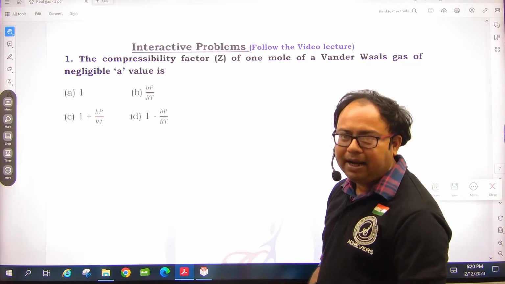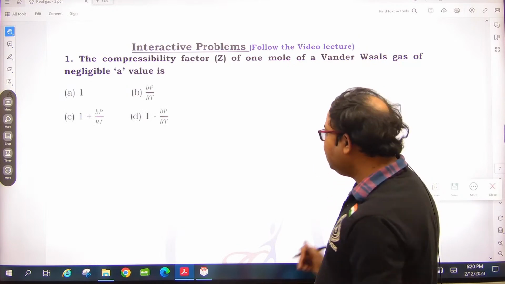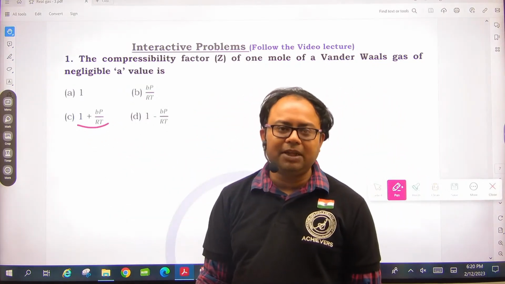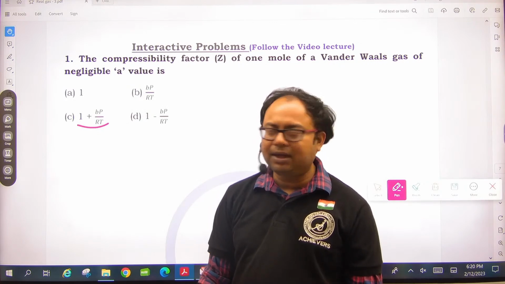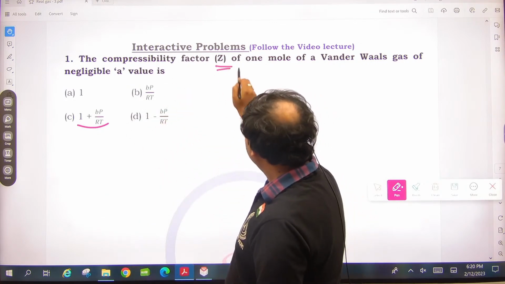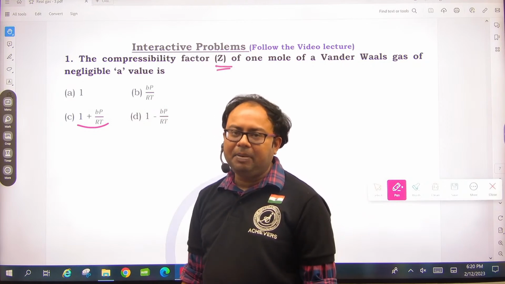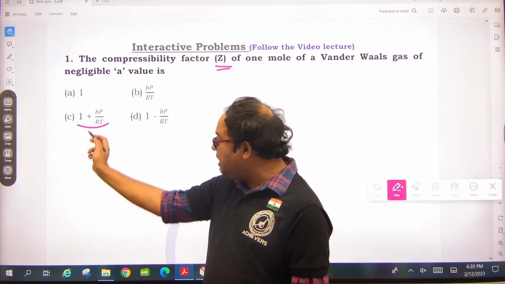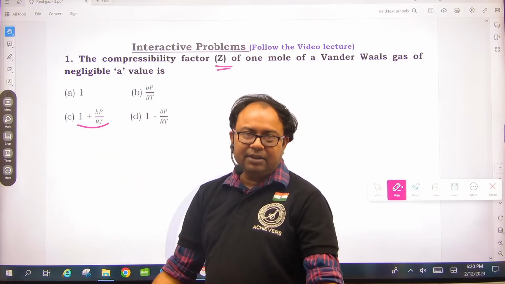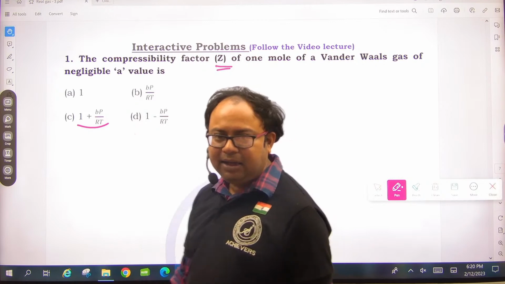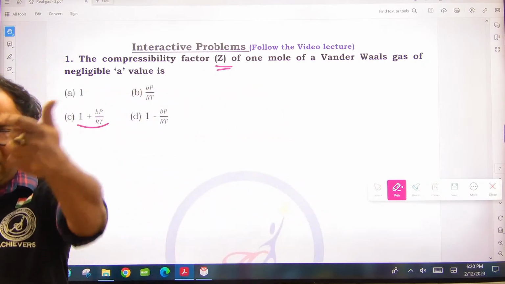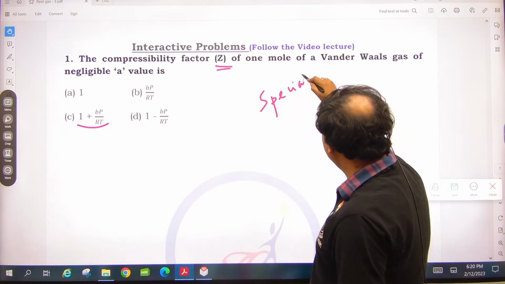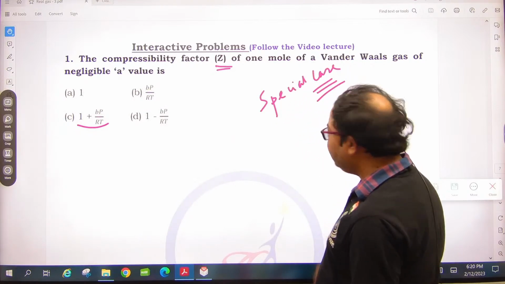Slope must be B by RT. The intercept is 1. So it becomes 1 plus BP by RT. The value of Z becomes 1 plus BP by RT. This is nothing but the special case. The value of the compressibility factor is 1 plus BP by RT. If they ask the value of Z, it is 1 plus BP by RT. If they ask the value of the slope, then it's B by RT. If they ask the value of the intercept, then it's 1. So you know the answer. This is nothing but the special case that we have already done.